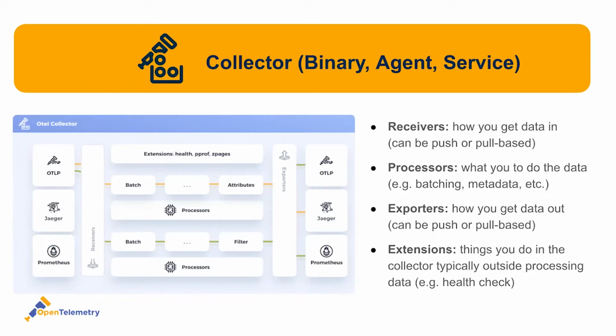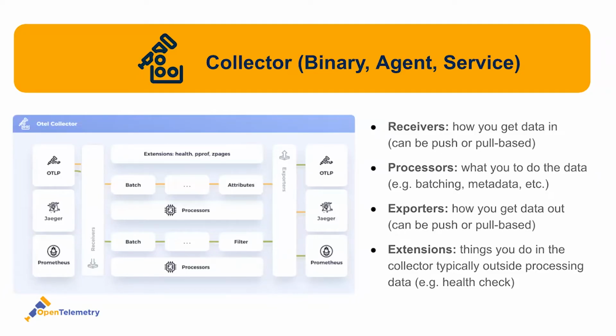But the basic architecture is that you have a set of receivers. Think of it as a way of getting data into the collector. This can be push or pull based. So for example, for distributed tracing, it's very common that an application will push the spans and traces to the collector. Whereas in the case of metrics, let's say you're using Prometheus, you usually have to scrape your application, scrape the endpoint. That would be a pull-based mechanism. Both are supported by the collector.